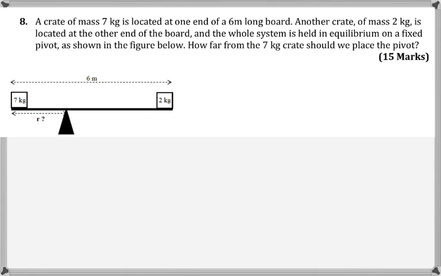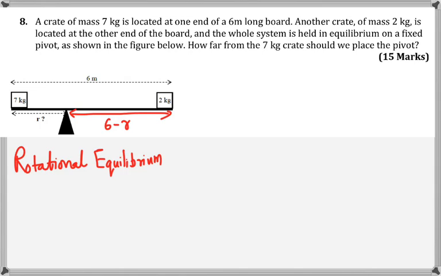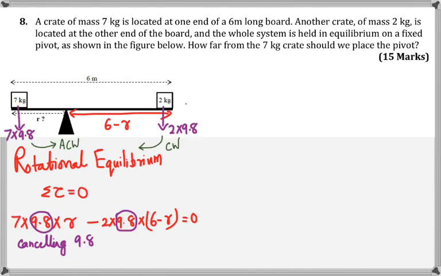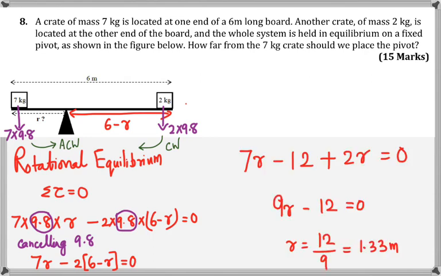Then again rotational equilibrium. Same formula you have to apply, but before that in the diagram we will label the distance. 7 kg is at a distance of r, so 2 kg will be at a distance of 6 minus r because total distance is 6. Label clockwise and anti-clockwise, apply the equation. 7 into 9.8 multiply r is positive because it's anti-clockwise. 2 into 9.8 multiply 6 minus r is negative because it's clockwise. Cancelling 9.8, we get an equation. Solve the equation to get the answer for r.